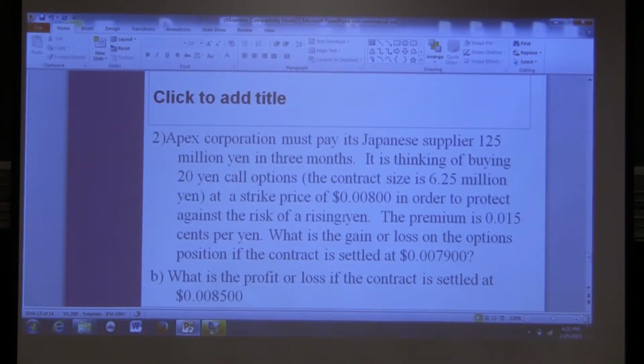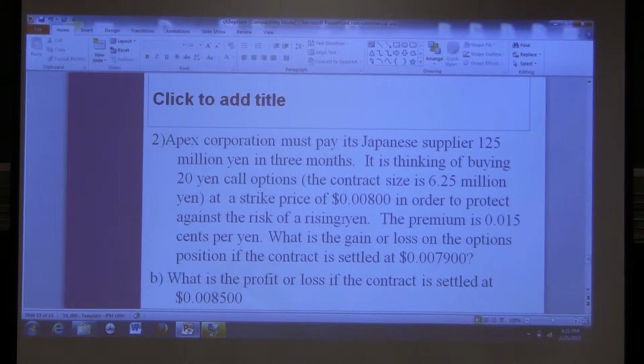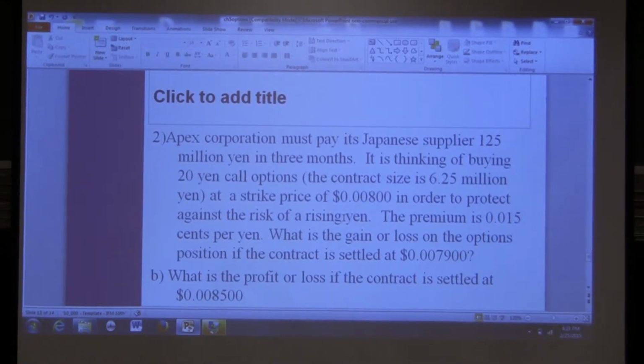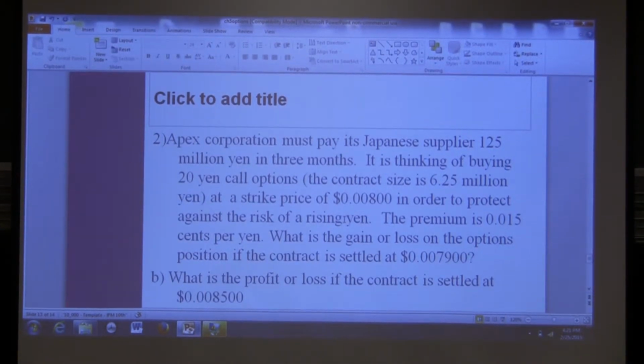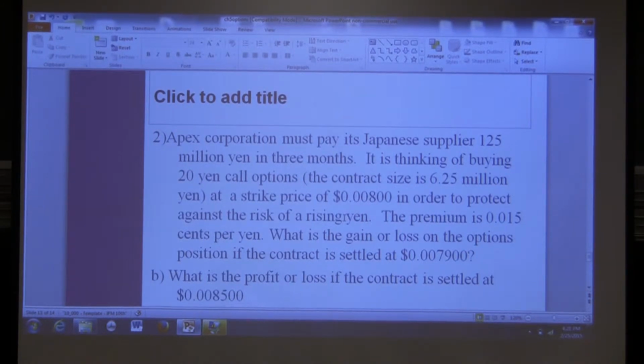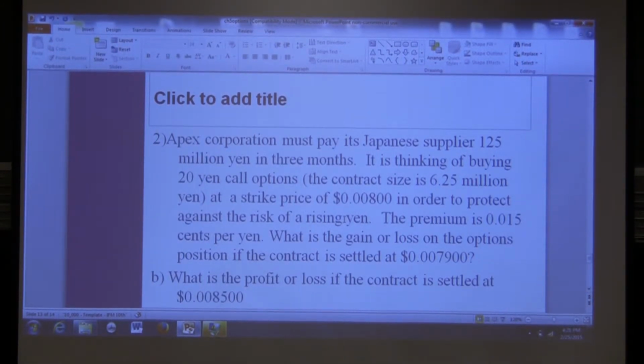Okay? So you will exercise, and here, on a per unit basis, what is your profit or loss? So that is going to be maximum of 0 and 0.0085 minus 0.0080 minus the call premium. And the call premium was, that's right. And on a per basis, this is what you get.